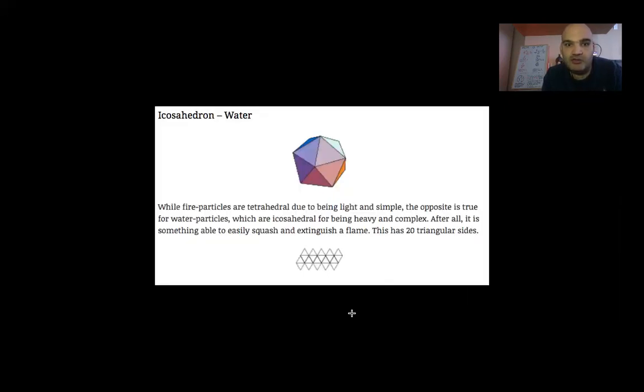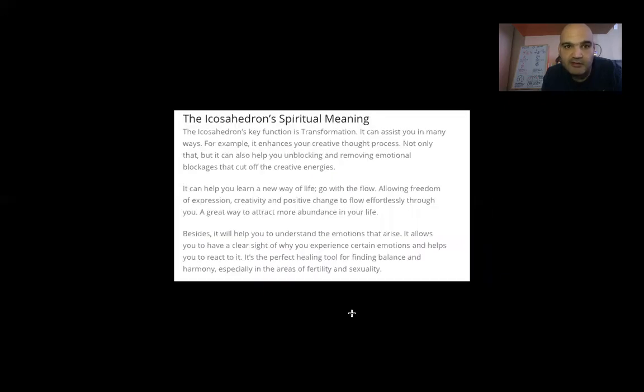The icosahedron, water. While the fire particles are tetrahedral due to being light and simple, the opposite is true for water particles, which is icosahedral for being heavy and complex. After all, it is something able to easily squash and extinguish a flame. This has 20 triangular sides.